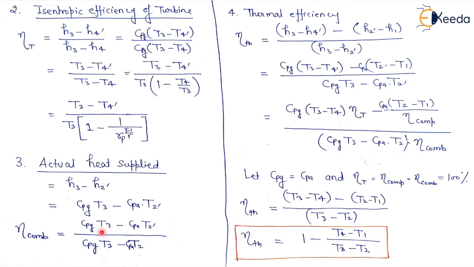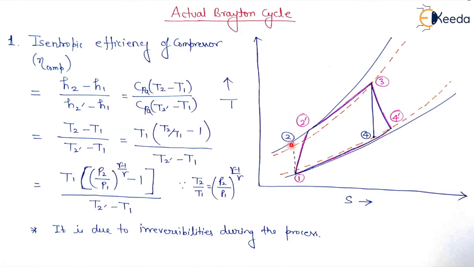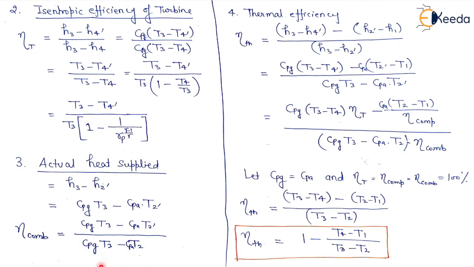So in this case, this one is the actual: CPG T3 minus CPA T2 dash. If it is ideal, then T2 dash will not be the point 2 dash, it will be 2. Then it will be ideal. So I can write the efficiency of combustion as CPG into T3 minus CPA into T2 dash divided by CPG into T3 minus CPA into T2.